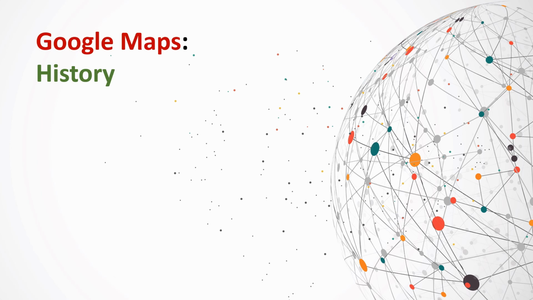So for Google Maps, let's go over a little bit of history first. It was introduced February 8th, 2005, after being acquired from a startup called Where2 Technologies. This particular mapping system uses the Dijkstra algorithm.